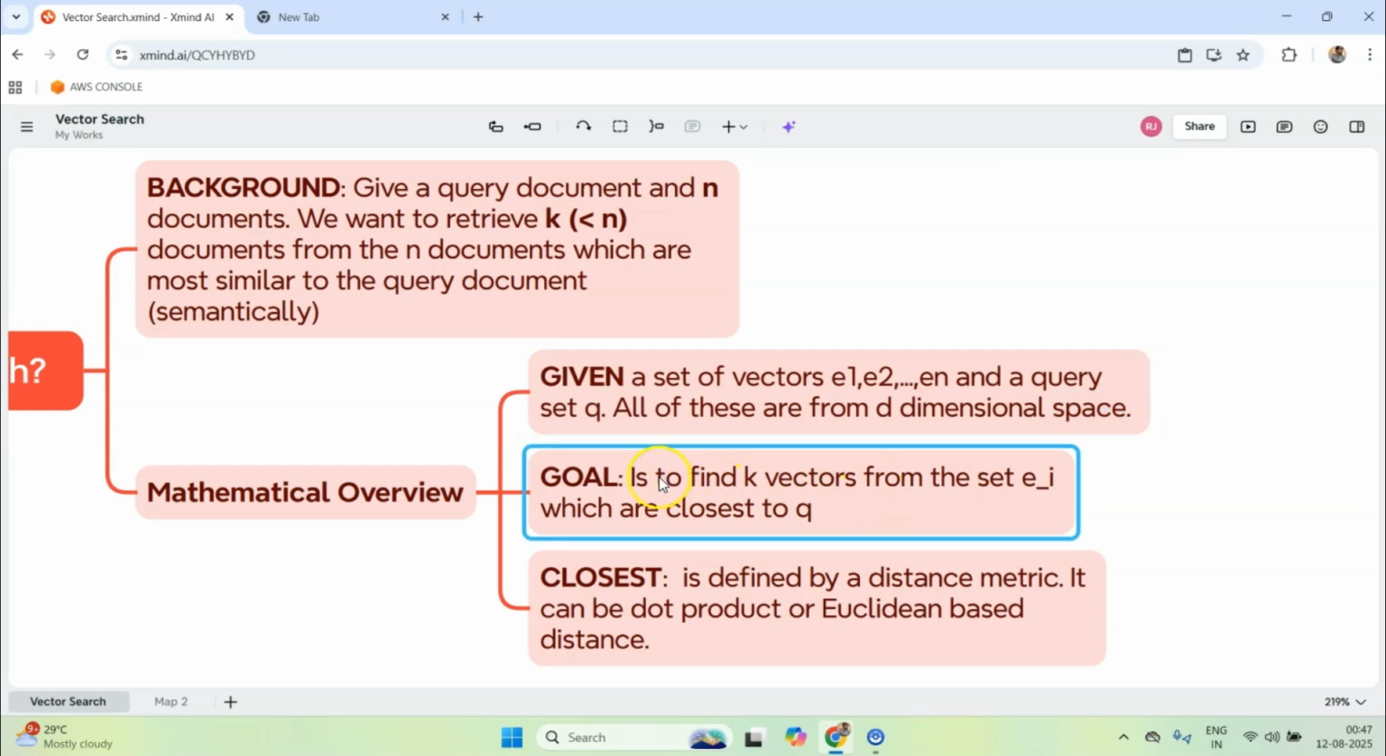Now what is the goal? The goal is to find k vectors from the set ei. Now ei, again, i is used mathematically.